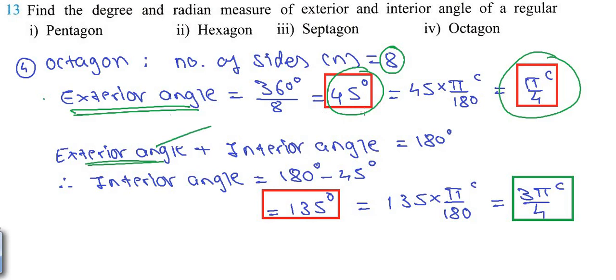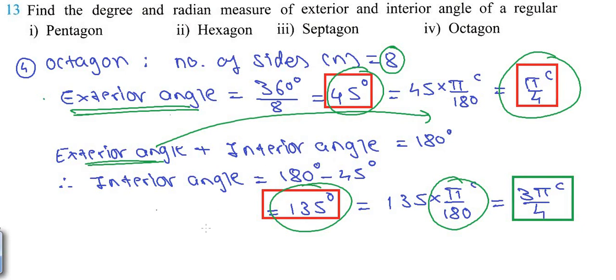Shift exterior angle to right hand side, so it will subtract from 180 degree. So 180 minus 45 equal to 135 degree. So this is the interior angle in degree measure. Convert this into radian by multiplying it by pi by 180. So we get 3 pi by 4 radian. So these are the values of exterior angle and interior angle for octagon.